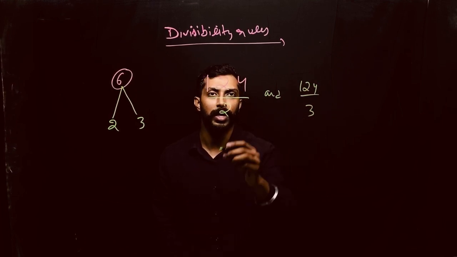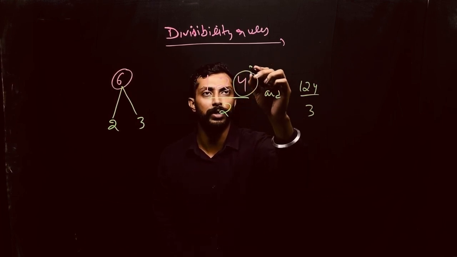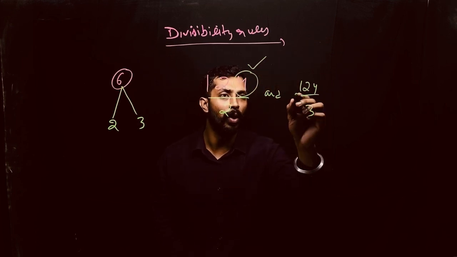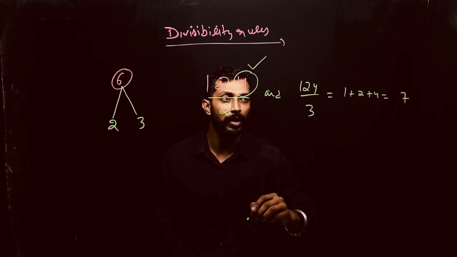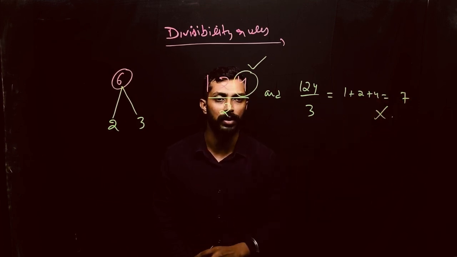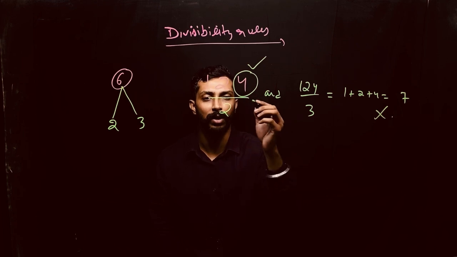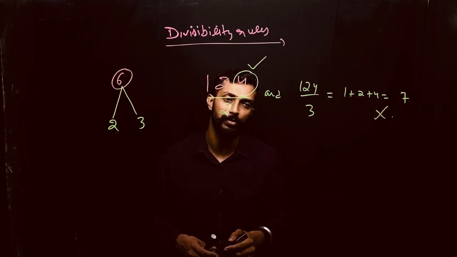So let us check. The last digit of the number is 4. It is divisible by 2. For 124, what is the sum? 1 plus 2 plus 4 is 7, which is not a multiple of 3. So I can say 124 is not a multiple of 6.